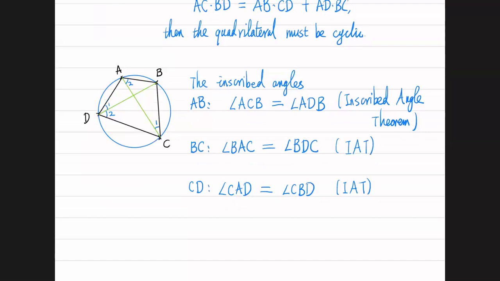Last chord, AD. I will label this angle 3. So angle 3. This one is all the same measure, also labeled 3. Okay, and Amy, chord AD, what are the inscribed angles?